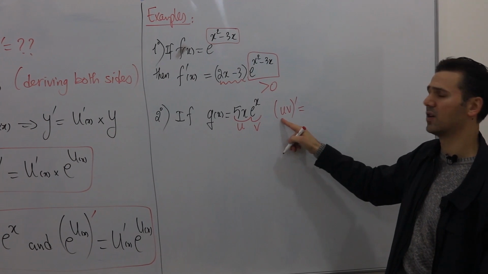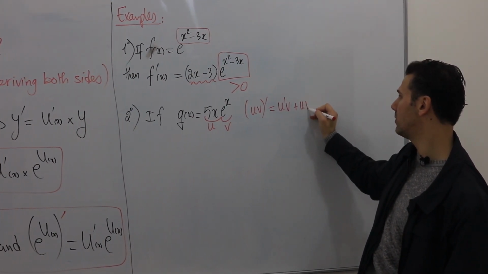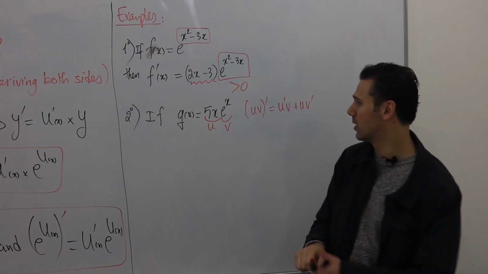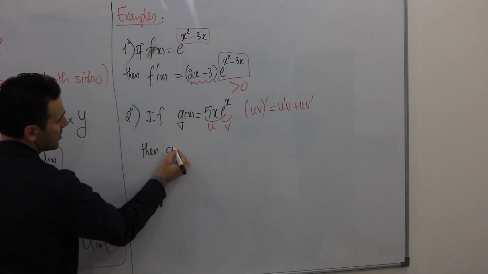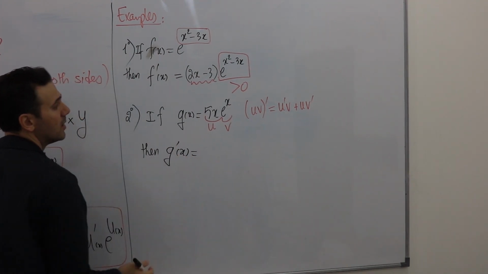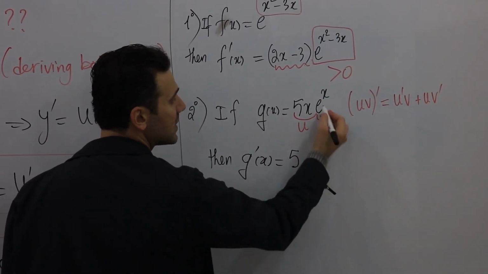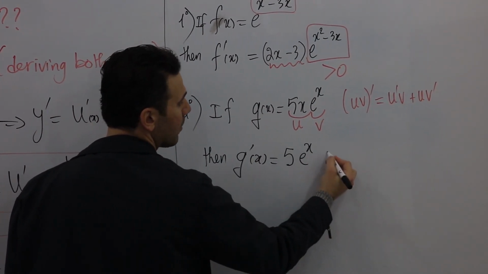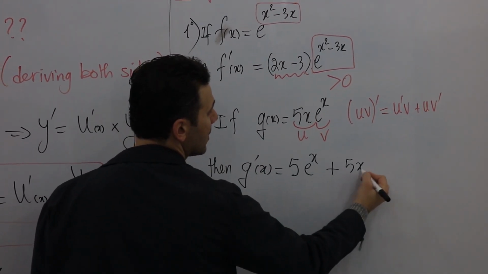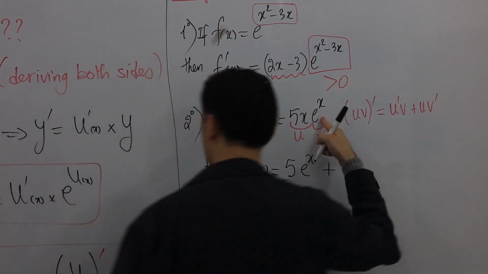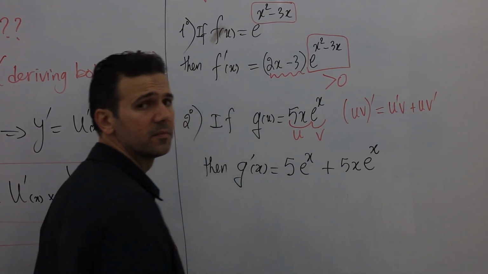If you have a product of two functions, the derivative will be u prime v plus u v prime, isn't it? Okay, let's do this then. g prime of x will be u prime, the derivative of 5x, which is 5, times v, e^x, plus u itself, times the derivative of e^x, which, as the rule says, is e^x itself.